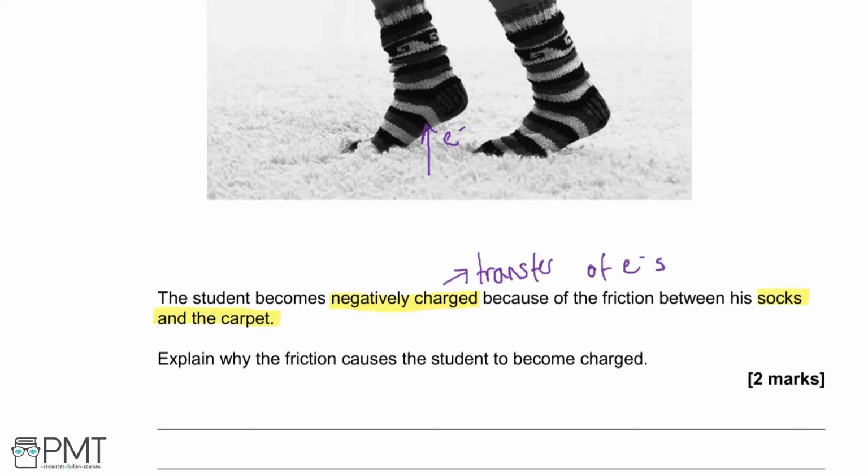However, after this transfer, the electrons have been rubbed off from the carpet to the boy. So our first mark is saying that there is a transfer of electrons, and our second mark is saying that this occurs from the carpet to the boy.